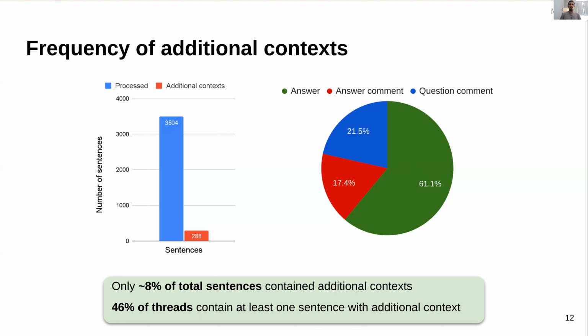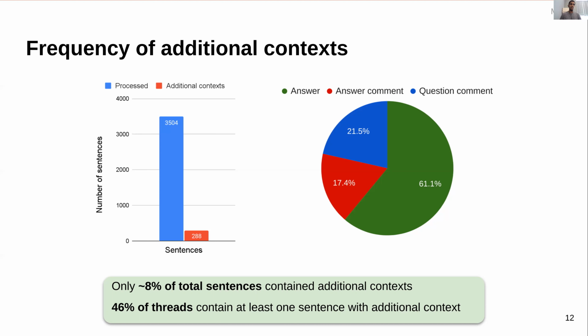So this is an interesting finding because this indicates additional context exists, because half of the threads contain at least one additional context, and only a limited number of sentences contain them. So if we were to use additional context as navigational cues, it should not create a clutter in the thread because we are only going to create a few navigational cues in a thread.